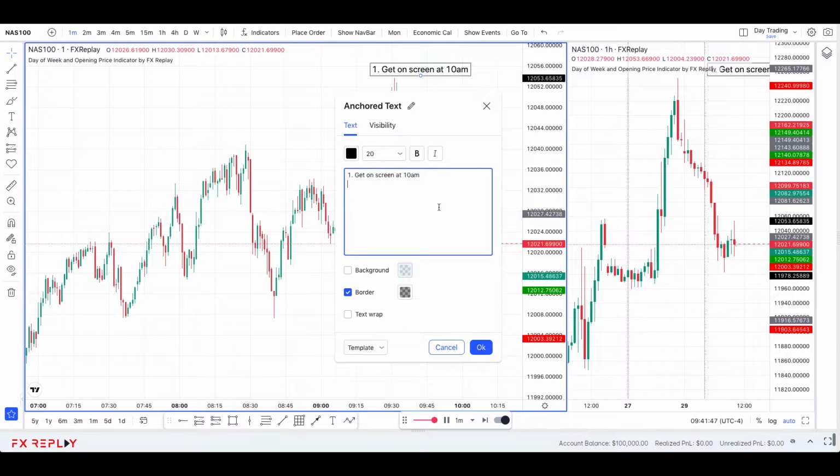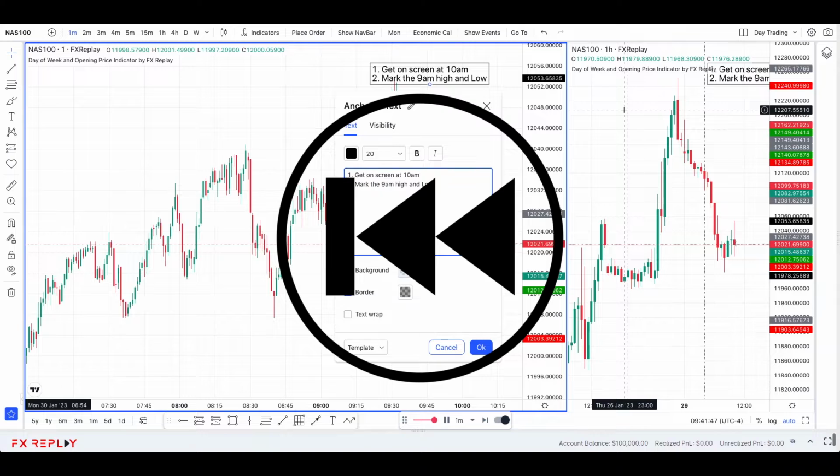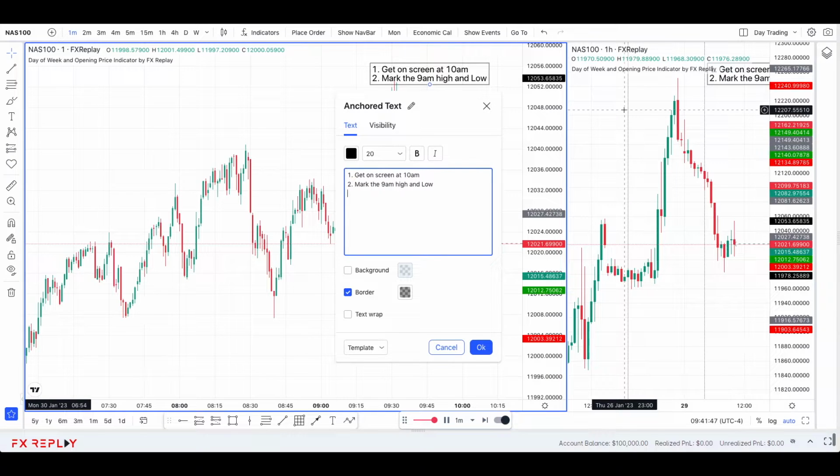So first you need to get it on screen at around 10 AM, which is the silver bullet time. Then you need to mark the 9 AM high and low. And this is why I have the chart separated that way, just like TTrades did it in his backtest, which I'll share the link in the description if you want to check it out yourself. Then we'll wait for a sweep of either the high or the low of the 9 AM candle. And then we'll use an entry criteria.